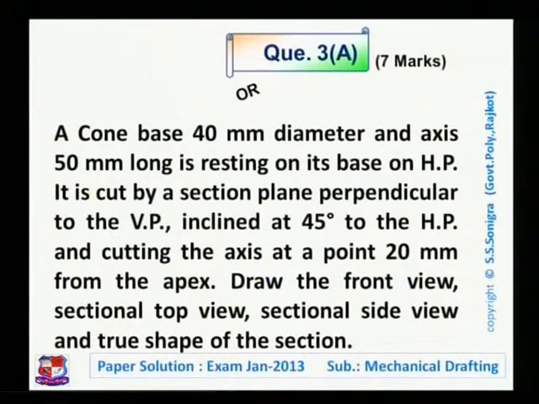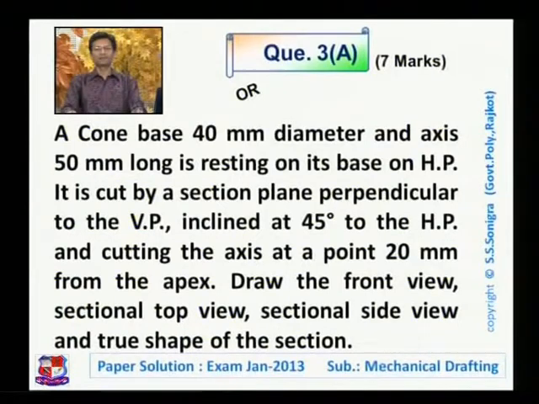The data is given like this. A cone of diameter 40 mm resting on HP on its circular base. It is cut by a section plane perpendicular to VP and inclined at 45 degrees to the horizontal plane. It cuts the axis of the cone at a distance of 20 mm from the apex point. Draw sectional views: front view, top view, side view, and true shape of the section.